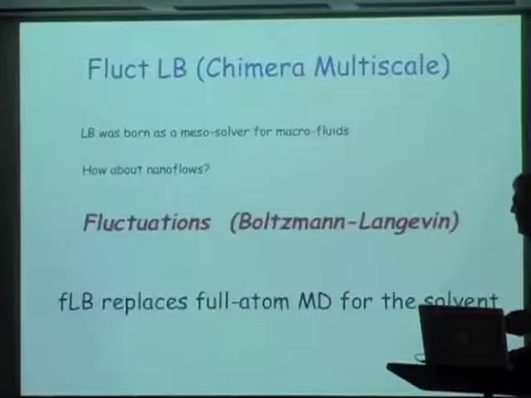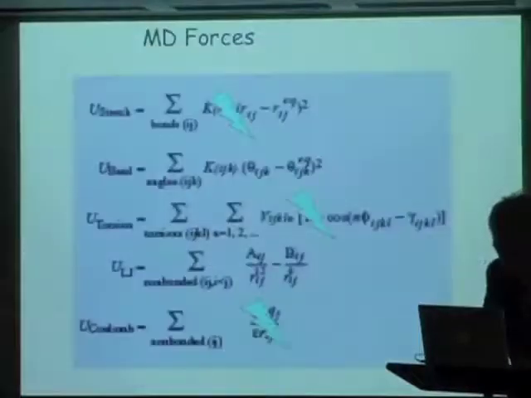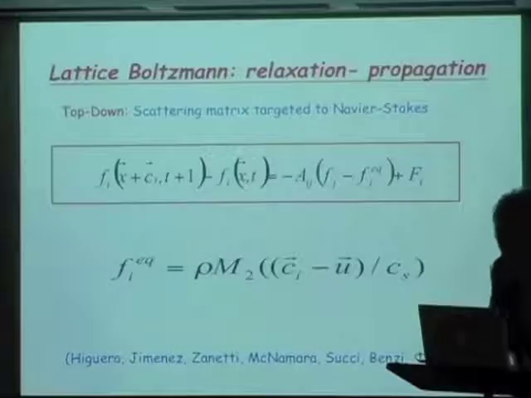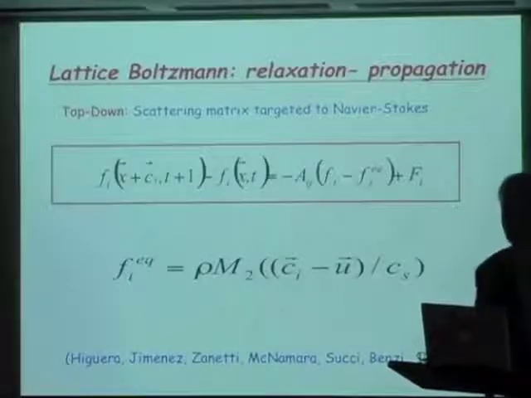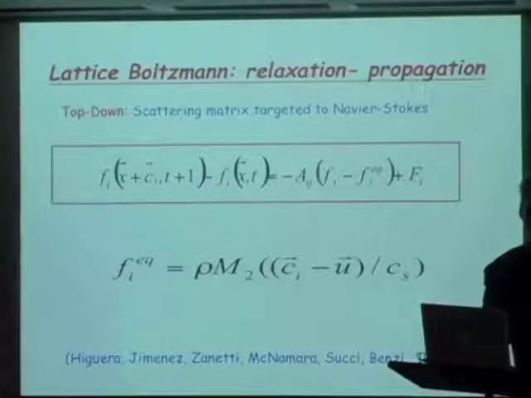Because the streaming does not depend on f, the transport is linear. You move f along a trajectory which is independent of f, so the transport is linear. And the nonlinearity is hidden in the local equilibrium, which depends only on the fluid speed, and this is totally local. You don't need to communicate among different lattice sites. So that is a great advantage, for instance, for parallel computing applications. That's really much more advantageous than u grad u.